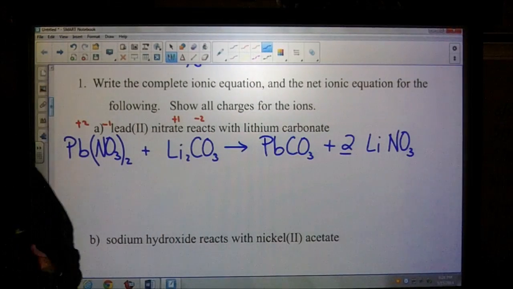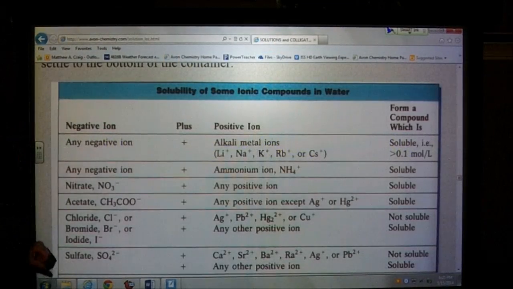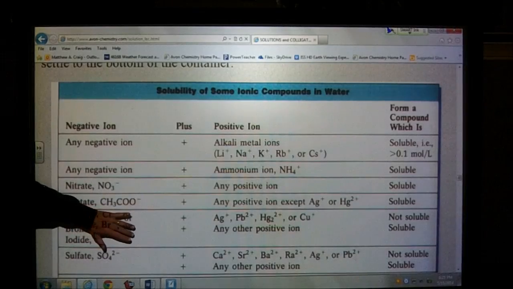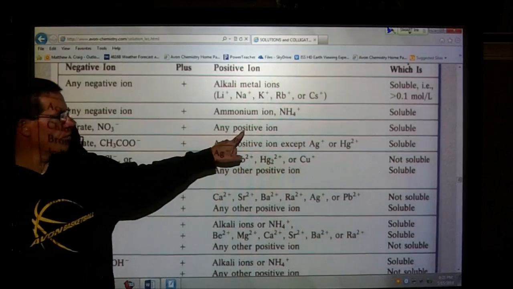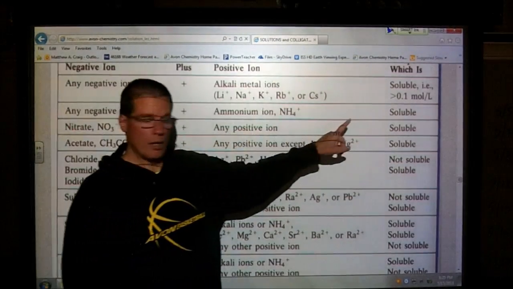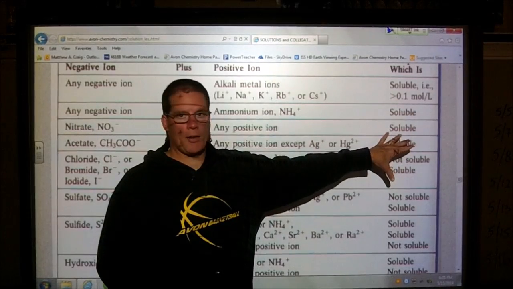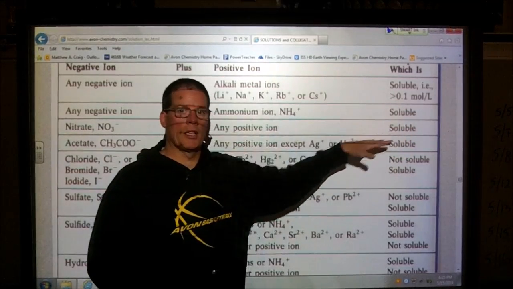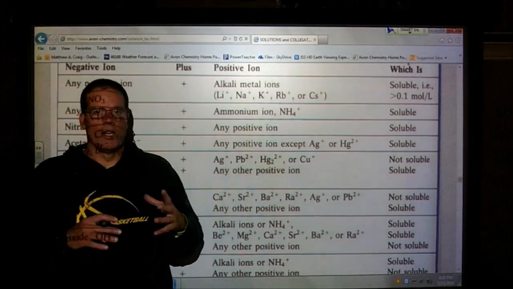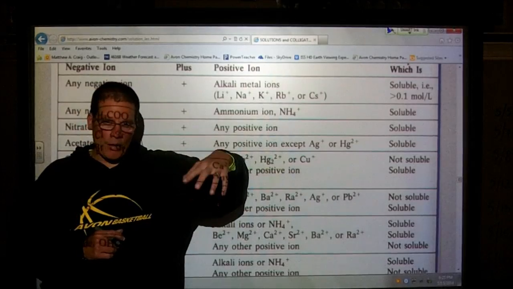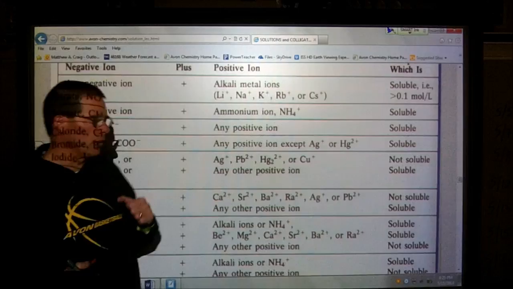Then I go to my solubility sheet and take a look at that. And let's look at the lithium nitrate first. So nitrate here, is lithium any positive ion? Yes, it is. Soluble. Soluble means clear. No reaction is taking place with the lithium and the nitrate. Soluble means nothing's happening. Soluble means that the thing that we have in the water is dissolving, dissociating. It's breaking apart. It's not staying together.